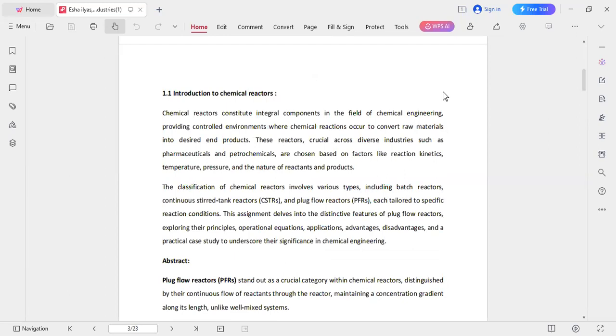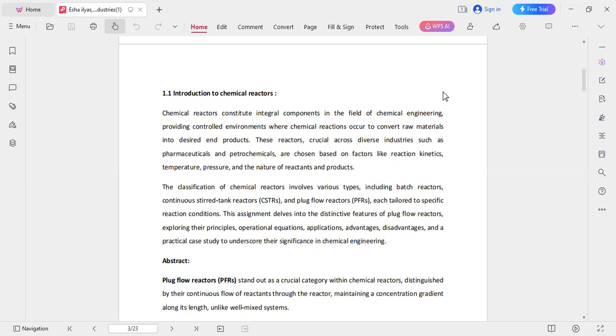Moving toward the article, first of all, I will tell you about the introduction to chemical reactors. Here we will see what chemical reactors are and why we use chemical reactors in chemical industries. Chemical reactors constitute an integral component in the field of chemical engineering, providing controlled environments where chemical reactions occur to convert raw materials into desired end products.